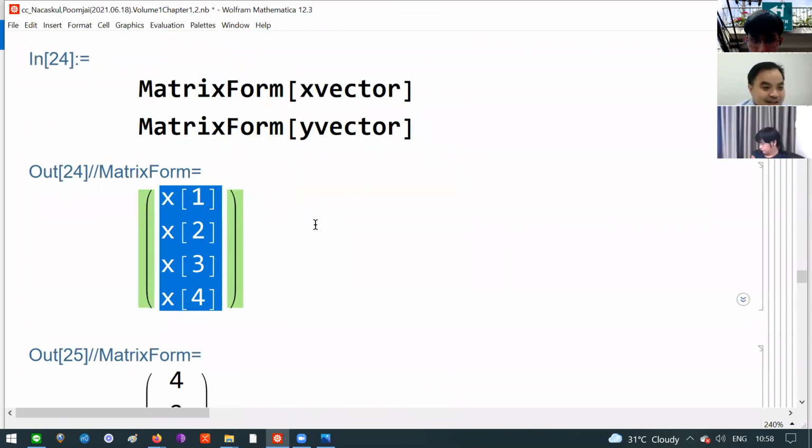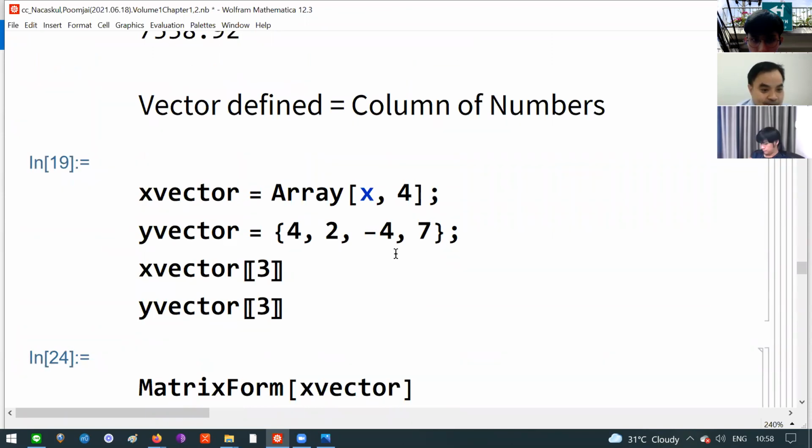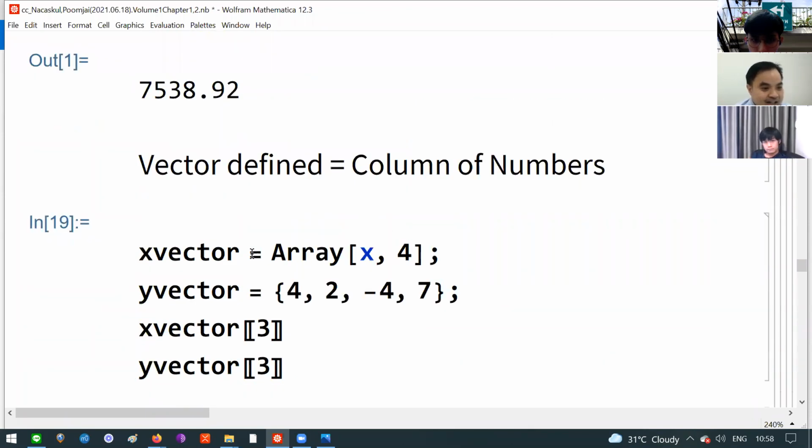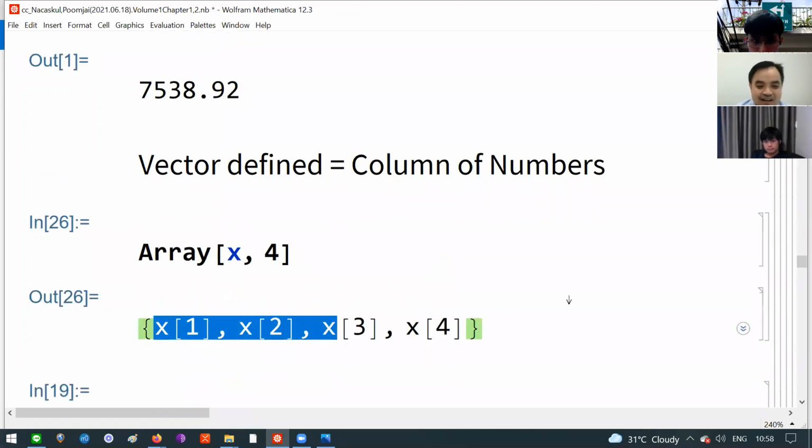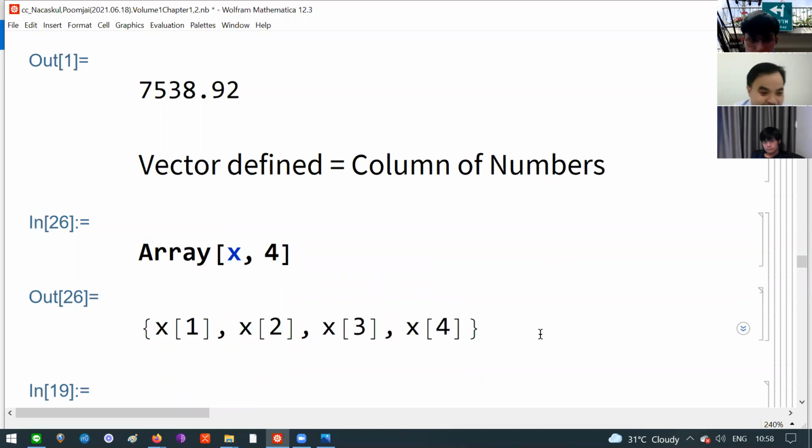Whereas if you see something like this in a math book, it's just a list of items. Okay. So again, this is a list of items in a textbook, but in programming, in Python, in Mathematica, this is how you would write a vector.